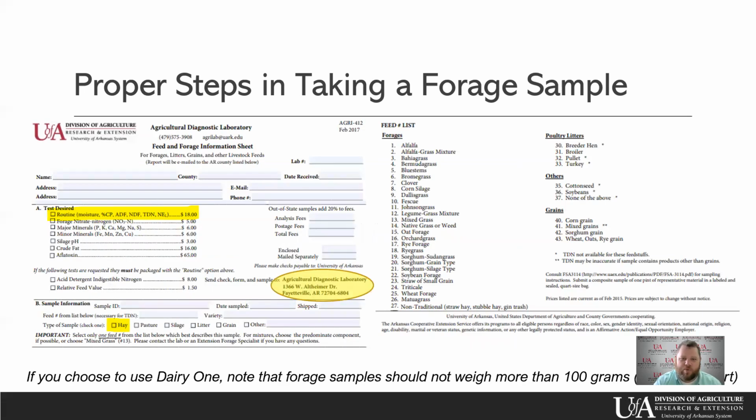Here we have the form that we'll fill out when we send your forage sample off. On the left-hand side, obviously we need your demographics and such, but that routine test that I've highlighted there for $18 is probably all that you're going to need. The next step is that you need to select which one. So for here, we're talking about hay.